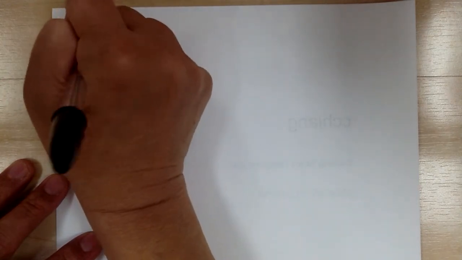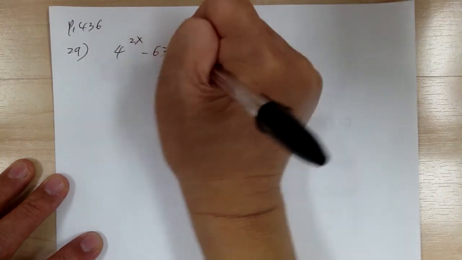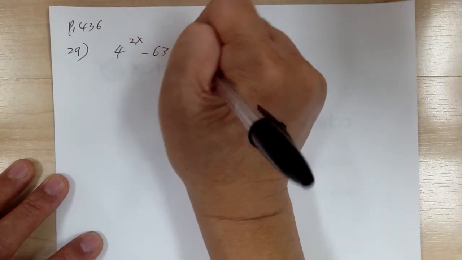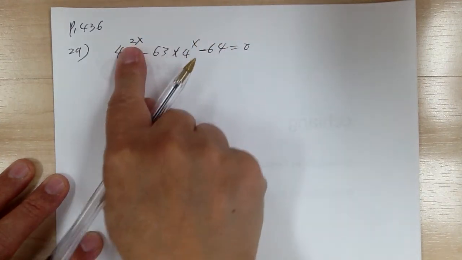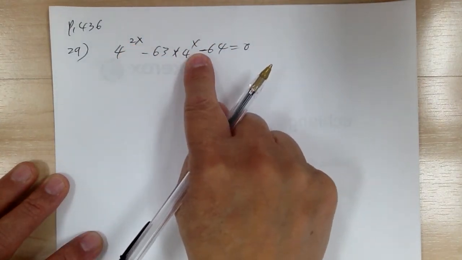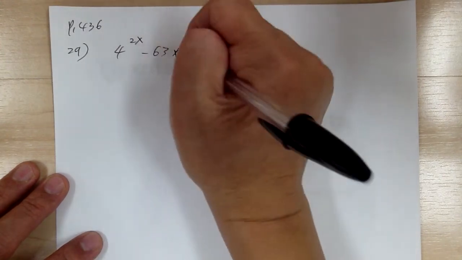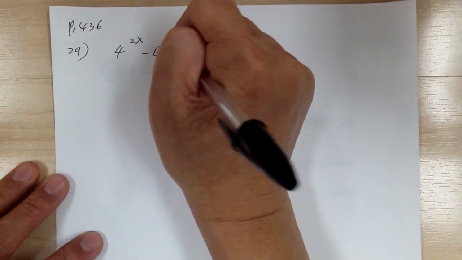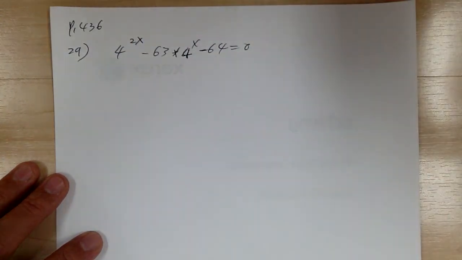Number 29. You have 4 to the 2x minus 63 times 4 to the x minus 64 equal to 0. When one exponent is twice the other, that means this is the square of that. That means you want to use the quadratic form. So this is a quadratic equation. You have to solve by factoring or quadratic formula, or whatever method.